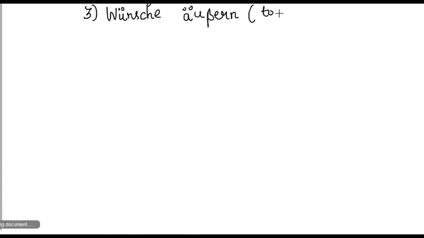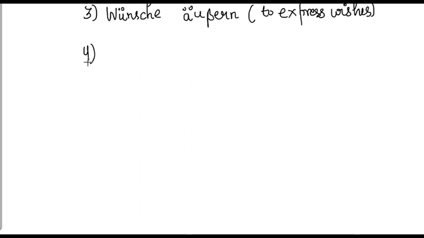Third, you can write Wünsche äußern. Wünsche means some kind of wishes or desires. And this very interesting verb, äußern. Okay, äußern means to express. So, to express wishes. Whatever we are going to study, we will study under these three or four subheadings.